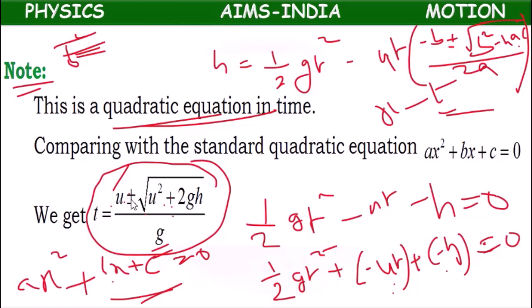Because here we have plus or minus, if you keep plus, one value will come, and if you keep minus, another value will come. One value will be positive and one value will be negative. Time can never be negative, so the positive value will be our answer. While solving problems, we can use this equation, and there you will get clarity, children. Okay, children, this is for time.